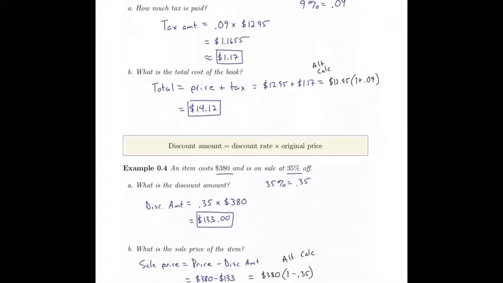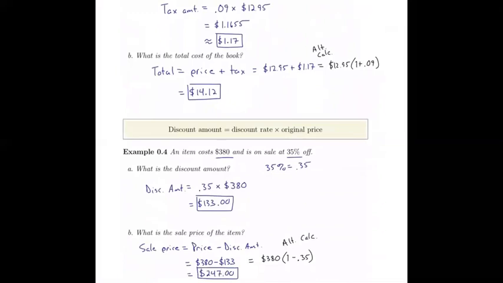So similar to sales tax is a discount amount. If we have a discount rate times an original price, that's the amount off of an item, right? The amount that we're going to discount from the price of an item. So an item costs $380. It's on sale for 35% off its price.